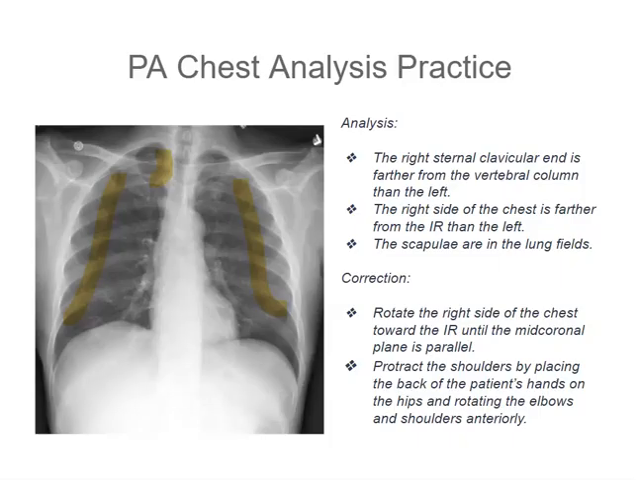In order to correct this imaging error, we need to rotate that right side of the chest towards the IR until the mid-coronal plane is parallel with the IR. We also want to protract the shoulders forward by placing the hands on the back of the hips and rotating those shoulders anteriorly.